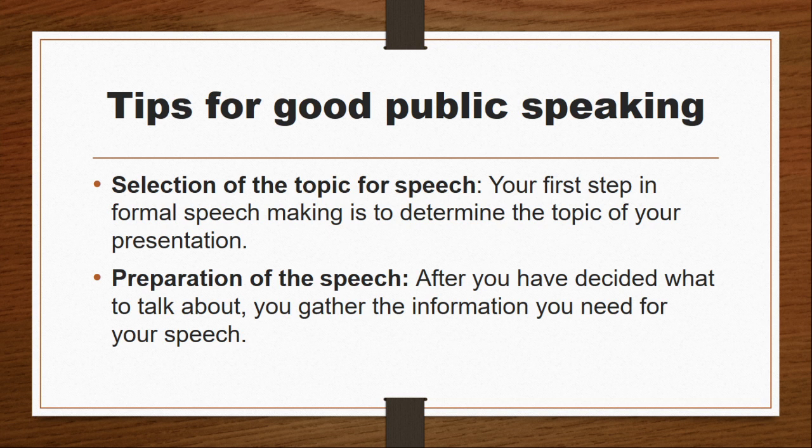So, what are the tips for good public speaking? Selection of the topic for your speech. Your first step in formal speech making is to determine the topic of your presentation. In some cases, you will be assigned a topic, usually one within your area of specialization. When you are asked to make a speech on a specific topic, it is likely to be because of your knowledge of the topic. And in some cases, your choice of the topic will be determined by the purpose of your assignment.